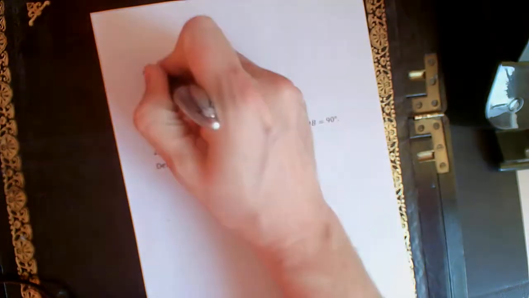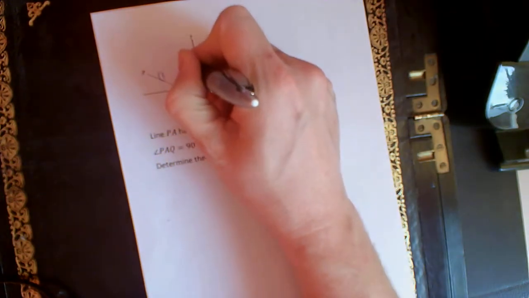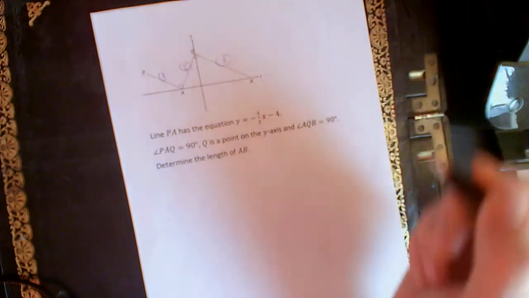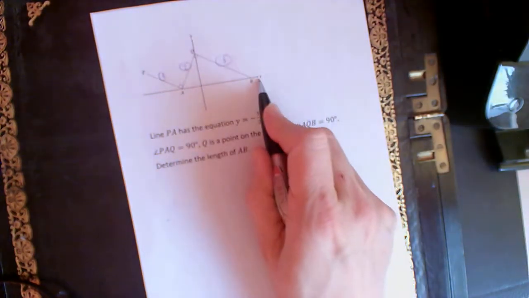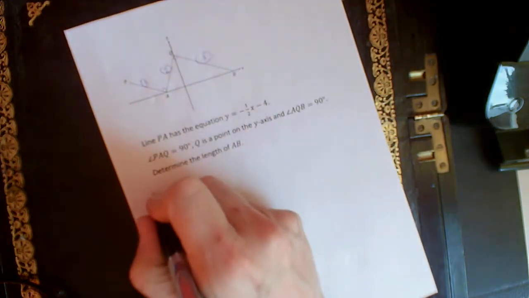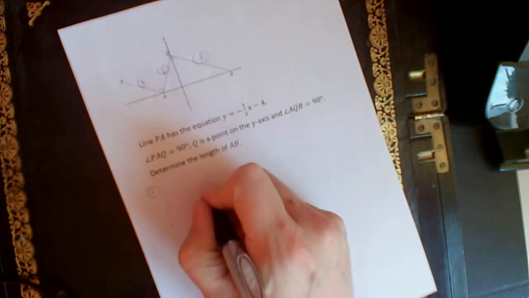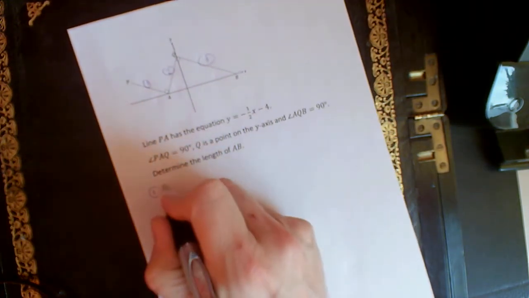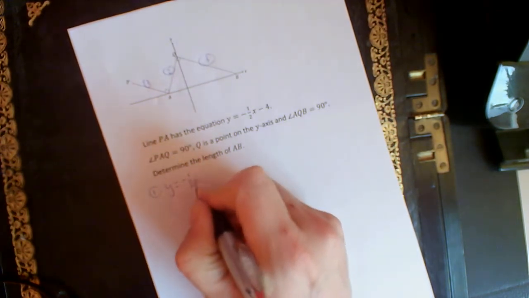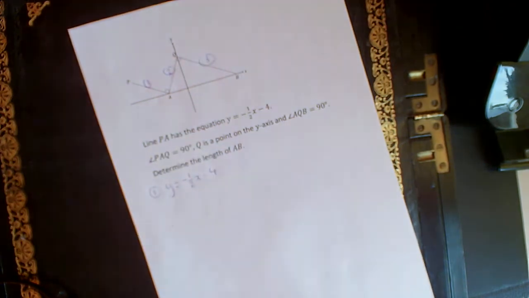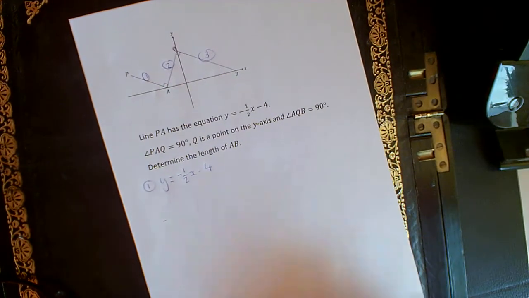Well, let's call this line 1, call this 2, call this 3. Ultimately, we need to find the length AB, which is there to there. Well, let's start with line 1. We know that line 1 is y equals negative a half x minus 4. Just making that a little bit clearer, hopefully.